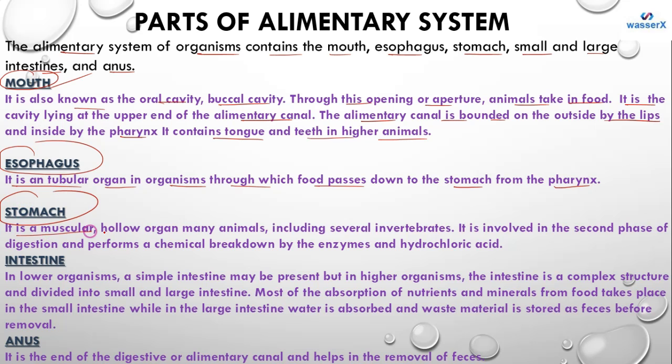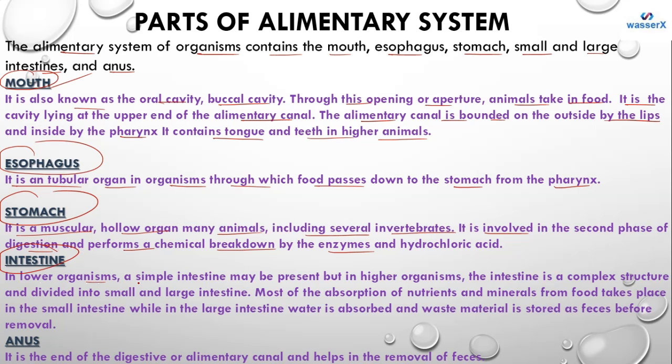Then we have the stomach. It is a muscular hollow organ in many animals, including several invertebrates. It involves the second phase of digestion and performs a chemical breakdown with the help of hydrochloric acid and enzymes. With the help of these chemicals, the breakdown of the food takes place. Then we have the intestine.